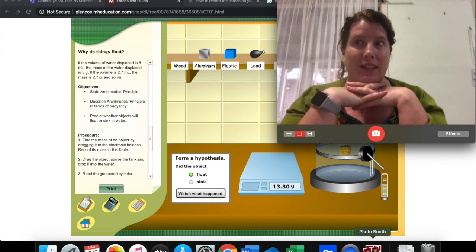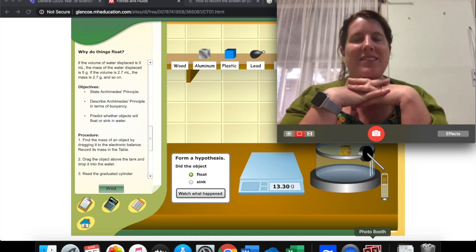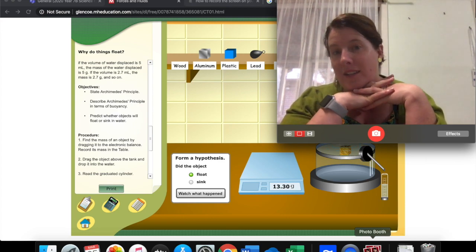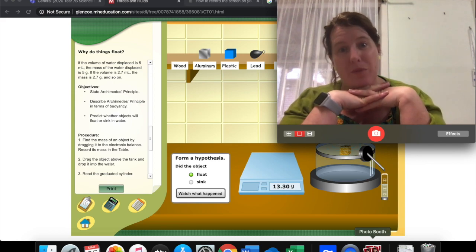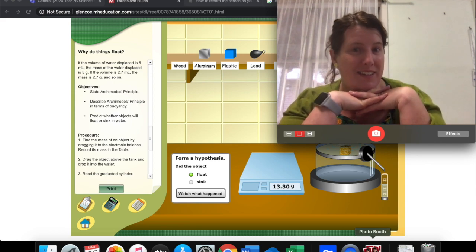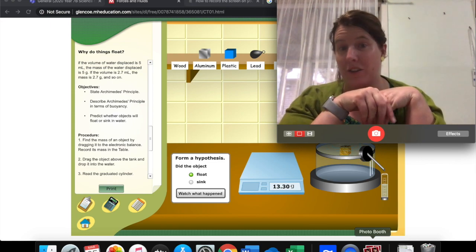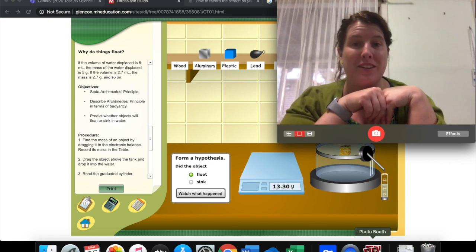We're going to discuss this later, but there's a certain density such that if you're less than that density, you'll float, and if you're more than that density, you'll sink. That density is the same density as water, so that's 1 gram per milliliter. If your density is less than 1 gram per milliliter, you're going to float. If it's more than 1 gram per milliliter, you're going to sink.